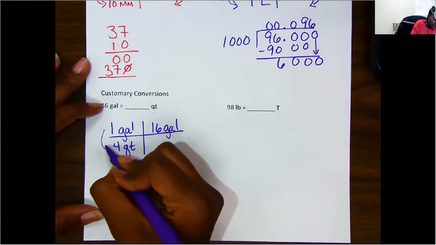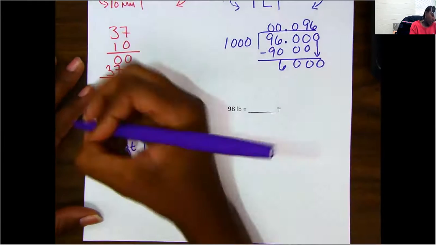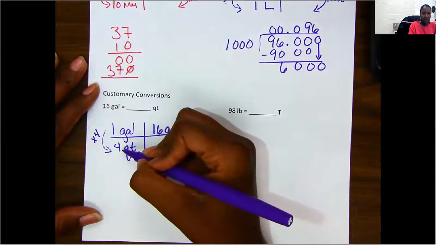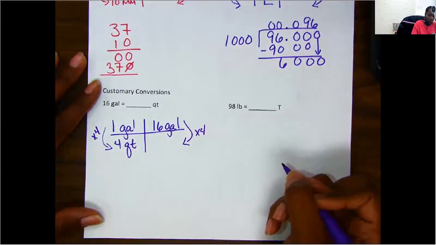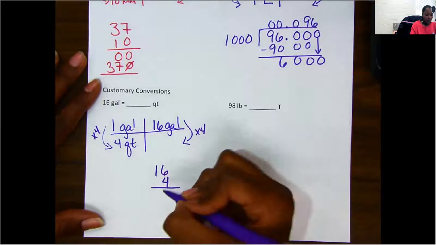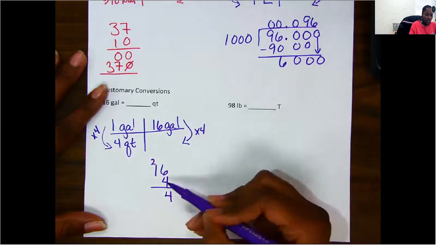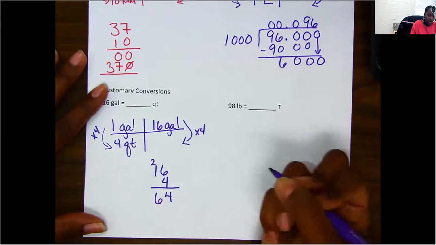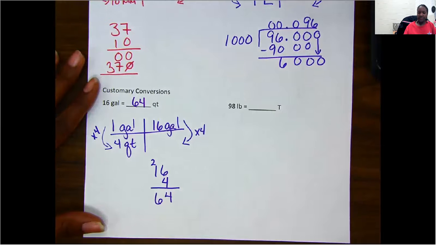If I look for my relationship, I see I went up from 1 to 4, so I had to have multiplied. 1 times 4 gives me 4. So I can do the same over here, 16 times 4. Set up my multiplication, 4 times 6, 24, carry my 2. 4 times 1 is 4, plus 2 is 6. So my answer here is 64 quarts.